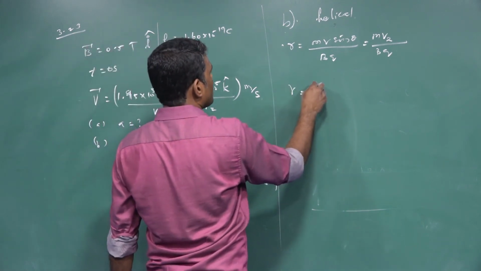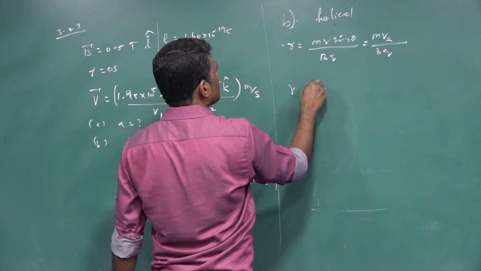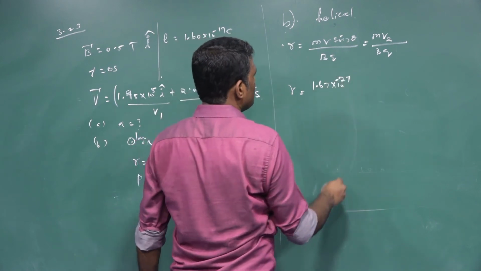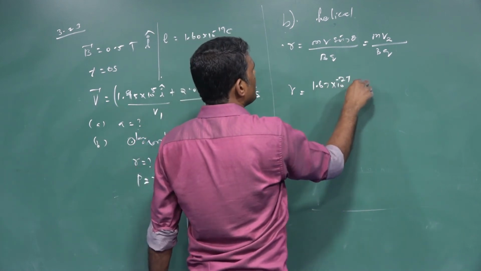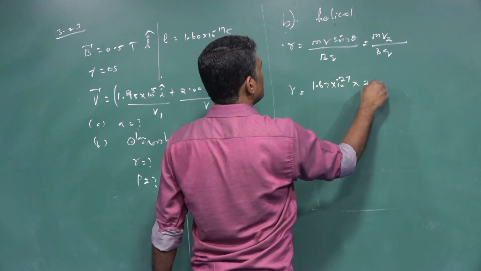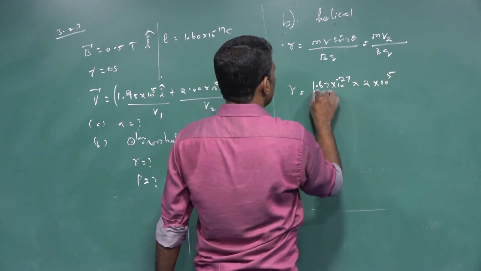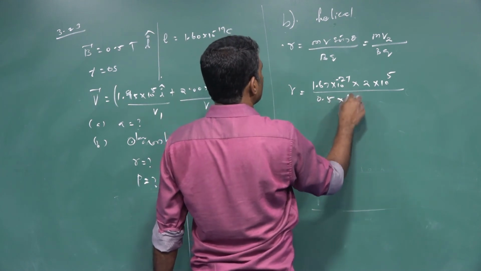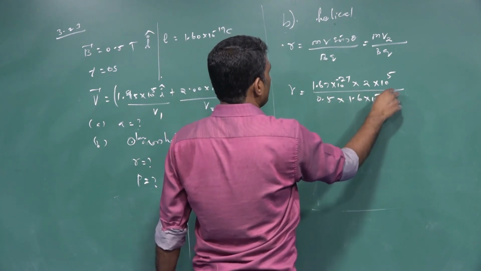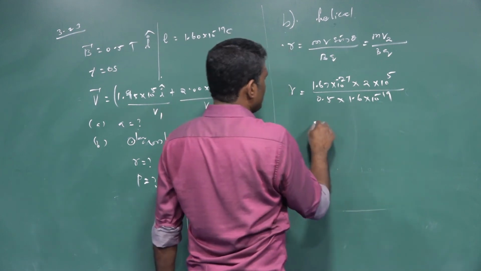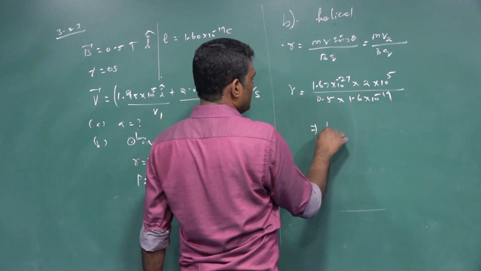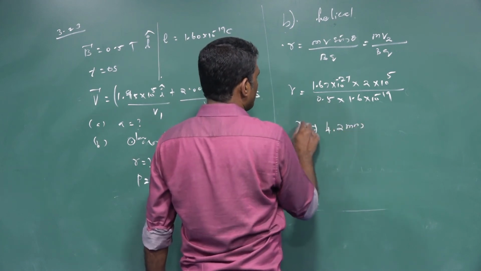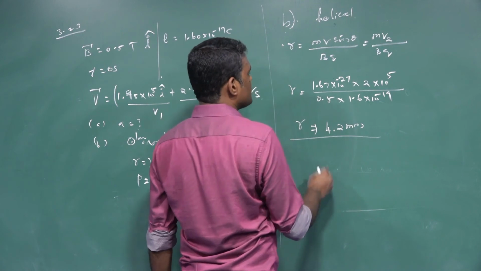So radius can be calculated as R equals mass of the proton, 1.67 into 10 power minus 27 kilogram, into v2, which is 2 into 10 power 5, divided by magnetic field, given as 0.5 Tesla, and the charge, 1.6 into 10 power minus 19. So what will you get? Approximately, you will get 4.2 millimeter. The radius of the charged particle is 4.2 millimeter.